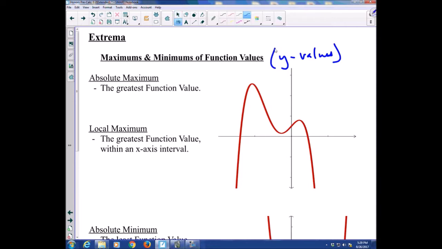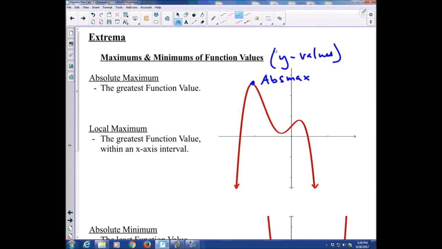When we talk about an absolute max, we're talking about the greatest y value or function value that a function attains. If we look at our graph to the right here and assume that our function is going down to negative infinity on both sides, we can say that we have an absolute max at this ordered pair right here, because that is where we are getting the highest. So we have the highest function value on the graph of our function.